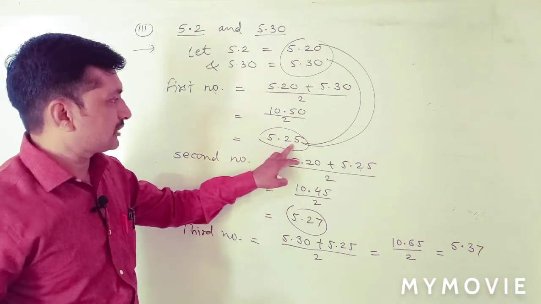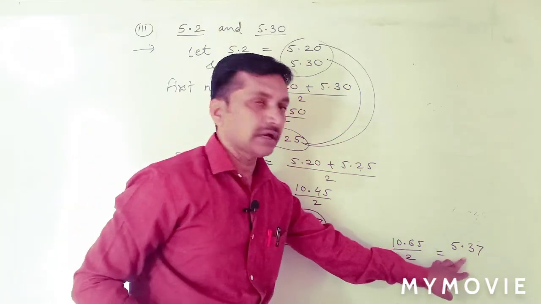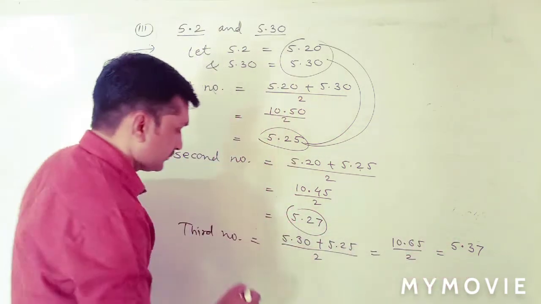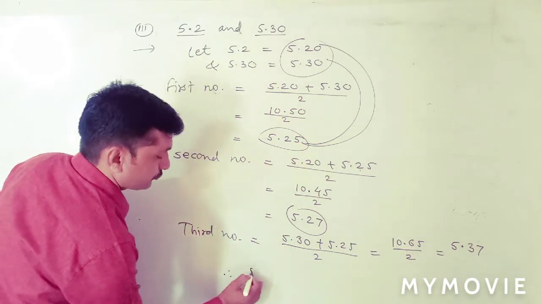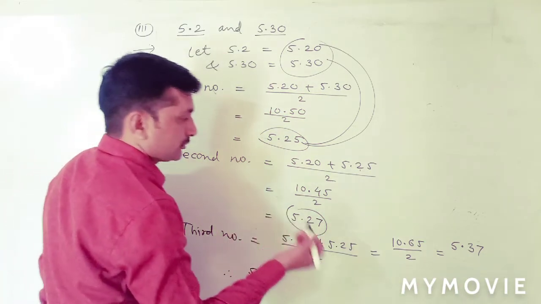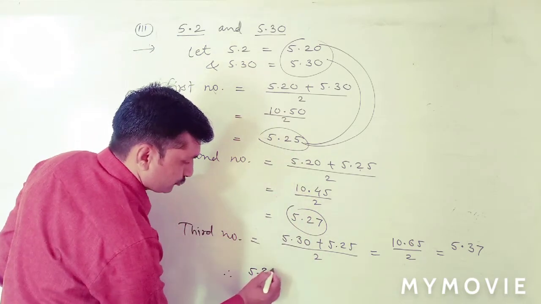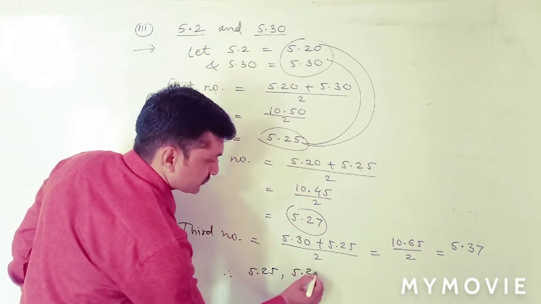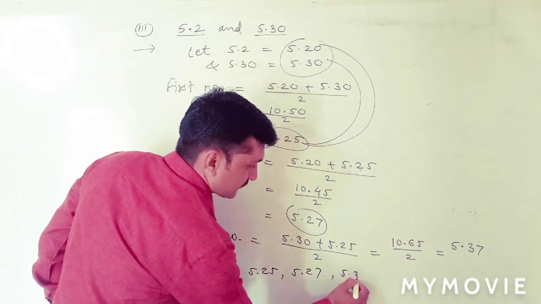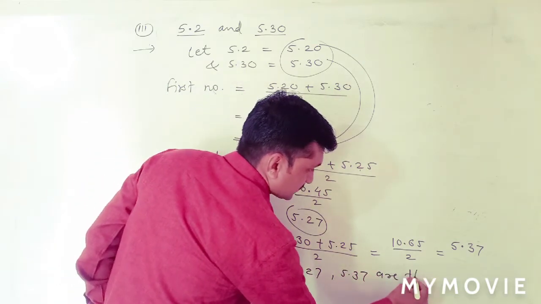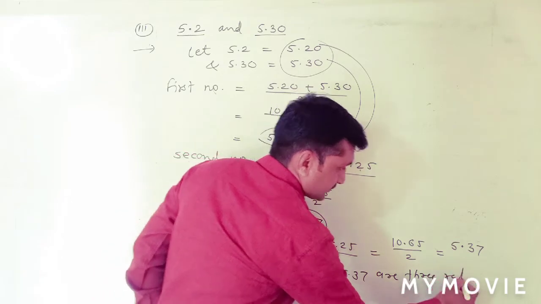Now see the numbers: 5.25, 27 and 37. Therefore we can write here, on the number line all three are positive, so 5.25, 5.27, 5.37 are three rational numbers.